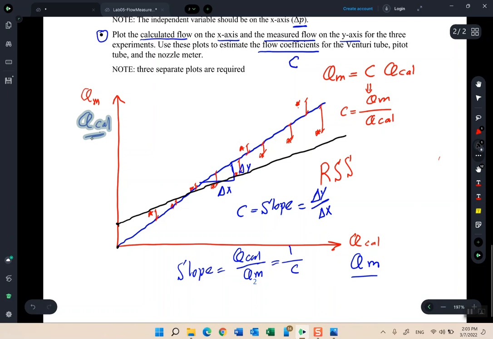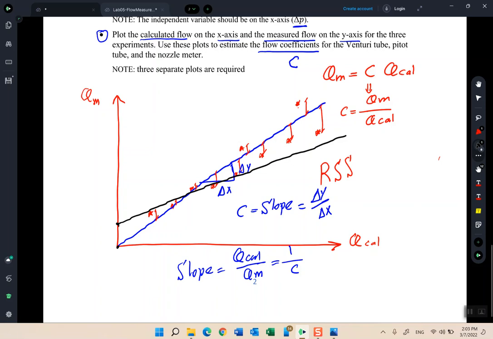So let's just remove this. If I am using the black line, this means that at Q calculated equals 0, there is a value for Q measured, which can't happen, because once I have flow inside the system, I will have a value for both Q measured and Q calculated. If this is very hard for you to understand, there is a simpler way to make it easier.